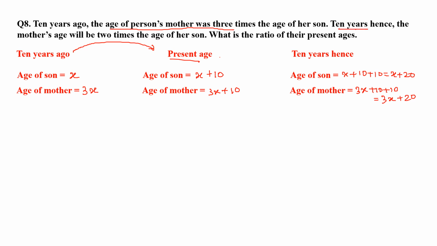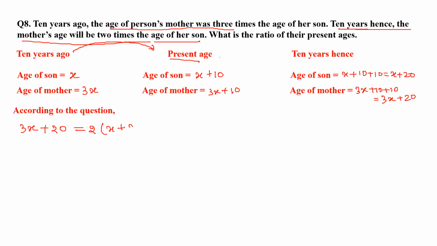Now the second statement you can see: 10 years hence the mother's age will be 2 times the age of her son. So the question says that the mother's age is twice the age of son. Now mother's age is 3x plus 20, and this is equal to twice the age of son. 2 times means twice. So this is your equation. Now you have to solve it.